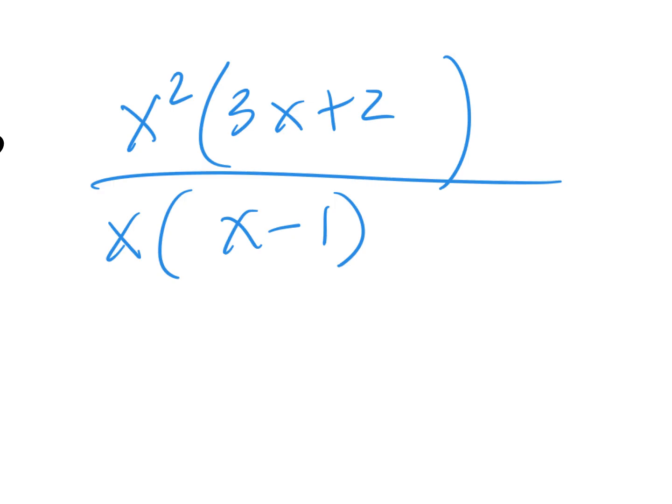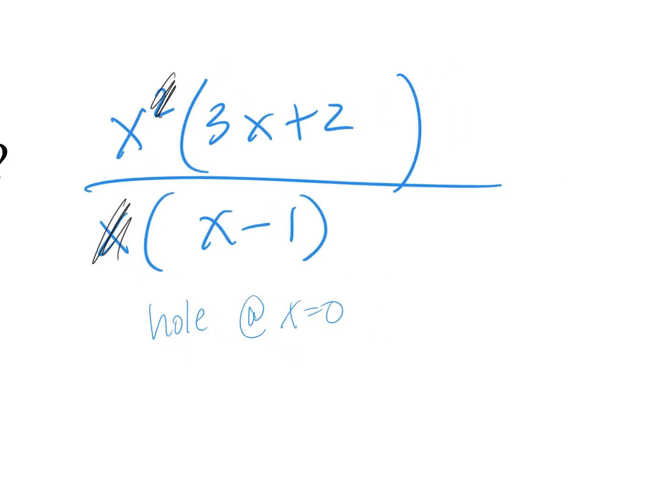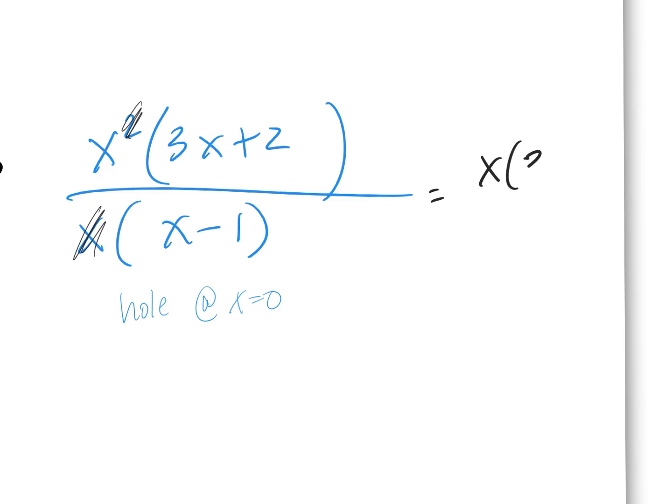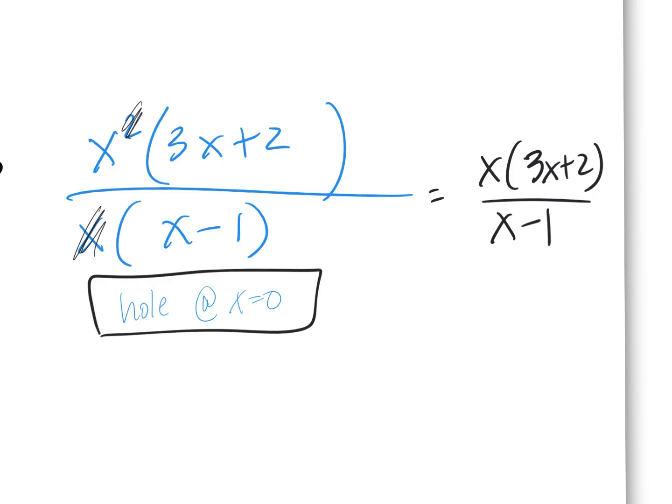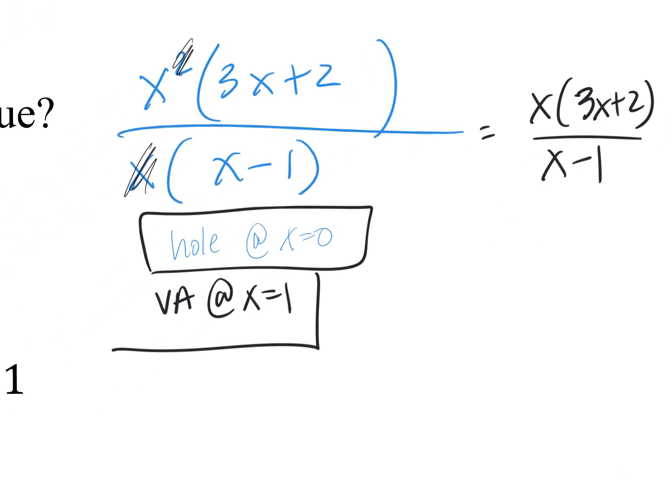They both have an x on the top and bottom. We've got a hole. Where's the hole going to be? x is 0. Hole when x is 0, and I'm going to cancel one of those out. So now I'm left with x, 3x plus 2 over x minus 1. We have a hole at x is 0. What do I have now down here? Vertical asymptote when x is 1. Perfect. I'm going to write that down. Vertical asymptote at x is 1. Those are my little tidbits. Now we have to match those to an answer.